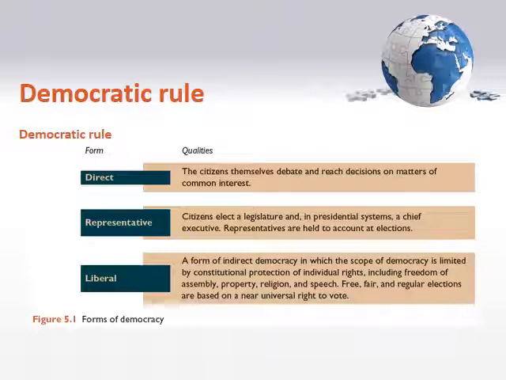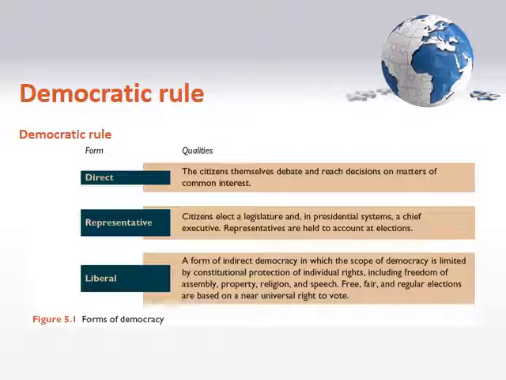We do need to understand, too, the term liberal democracy, because this is confusing, because when we speak about a liberal in the United States, we think about somebody who specifically maybe aligns themselves with the Democratic Party, who has very liberal political viewpoints. But in this context, a liberal democracy is a form of indirect democracy where the power of the majority is limited by constitutional protections for the minority, whatever that group may be.